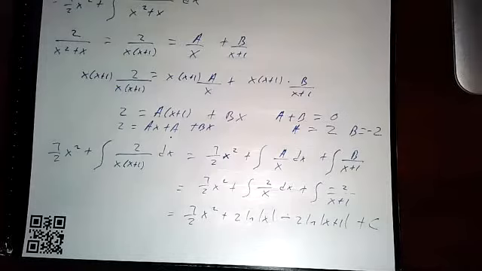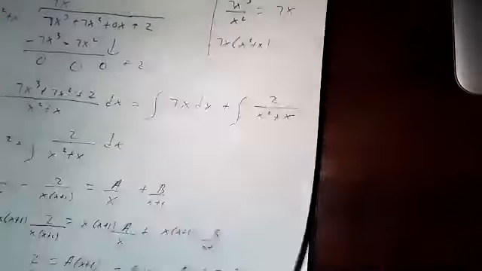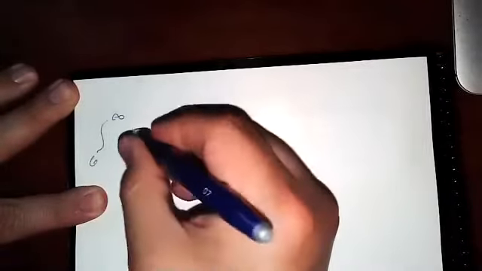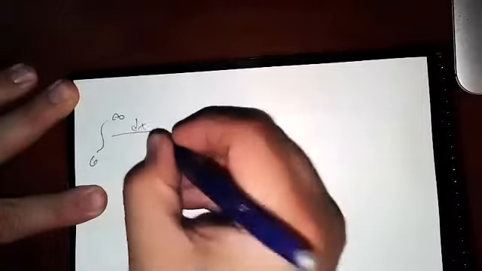Okay, so the other two will be different types of partial fraction problems. So let's move to the improper since we just did those. Okay, so this one will be the integral from 6 to infinity of dx over x squared minus 25.